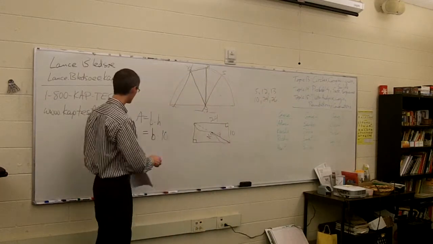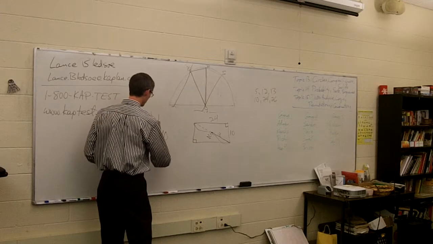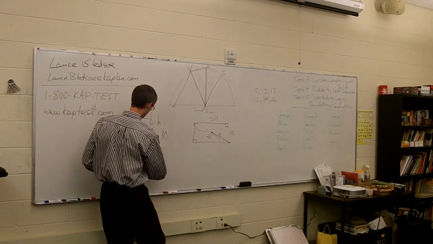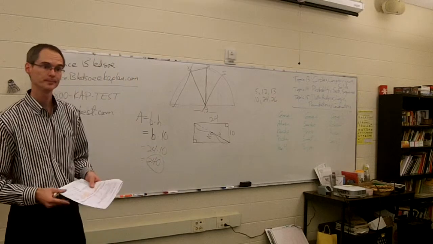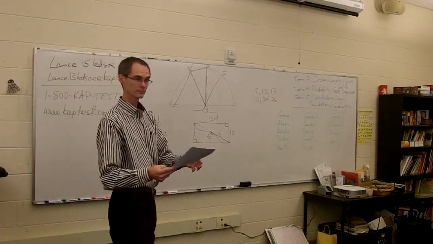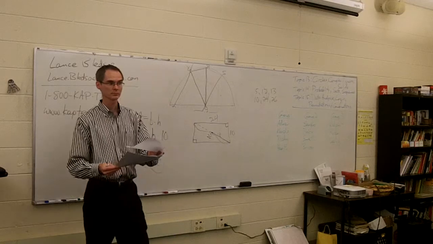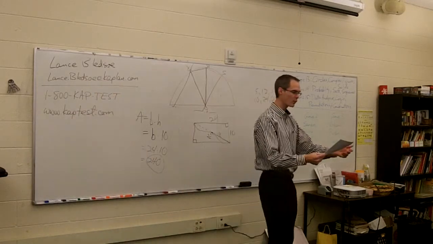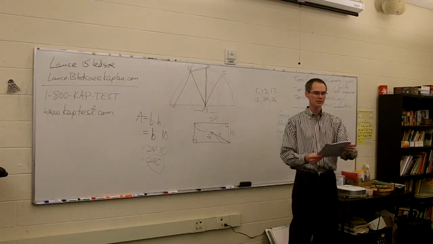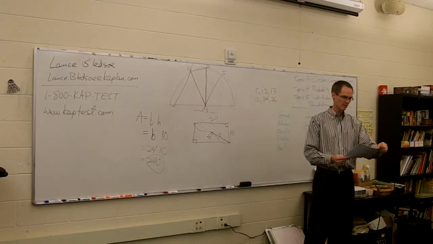So once we know that that's 24, our area is 24 times 10, and the area of that rectangle is 200. Other questions on this one? All right. Let's go on to page 434, and we're going to talk a little about solids.